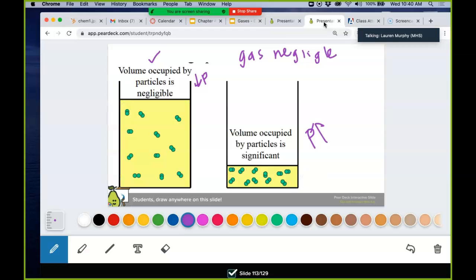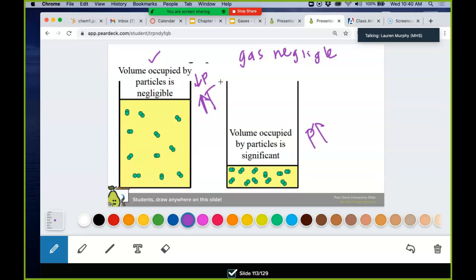And then let's talk about temperature. If you heat gases up really, really hot, they move really, really fast. If they move really, really fast, they zip by each other. They don't pay attention to each other. They hit the walls of the container, they bounce off, and they keep going.